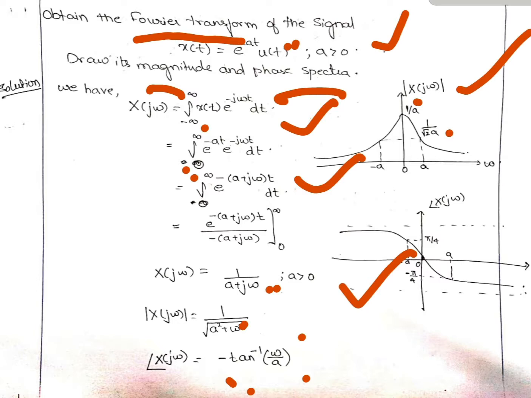Now the angle. Take ω = 0, it is 0. Now let us take ω = a, then it is tan⁻¹(1), which is 45, so −45°. For plus a it is −45°, and for minus a it is +45°. That's why the graph is something like this. You can check it for ω equal to 0.